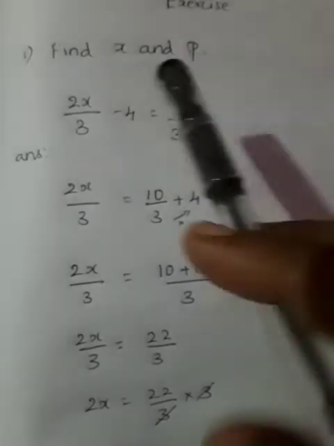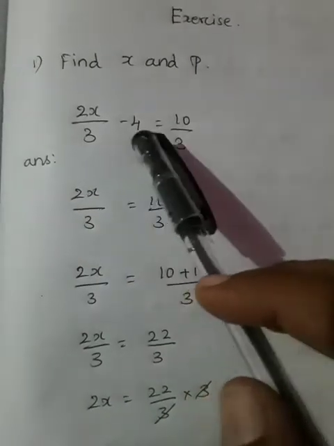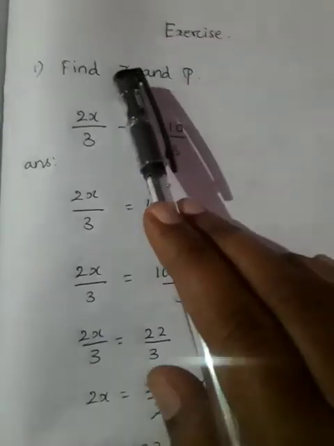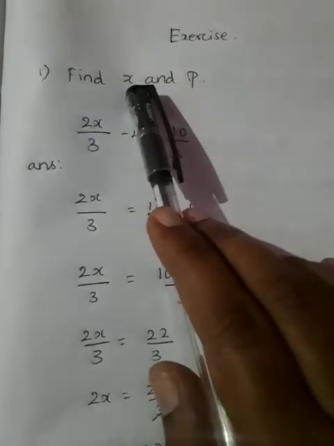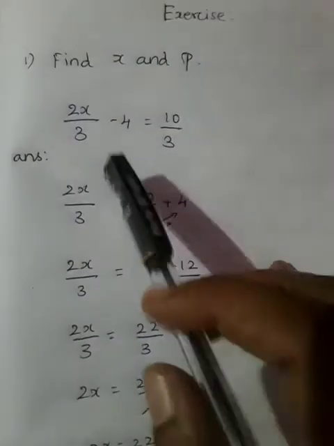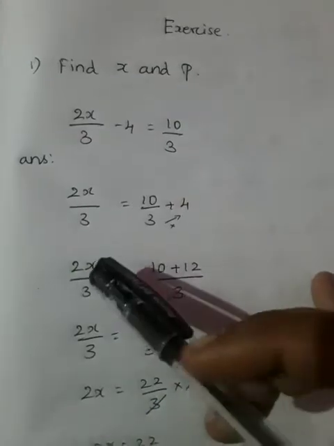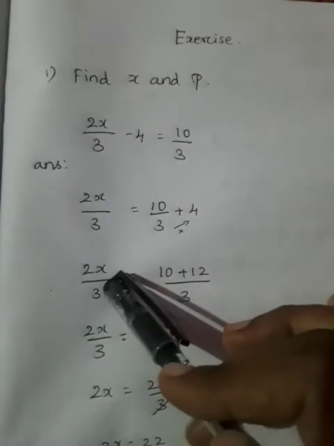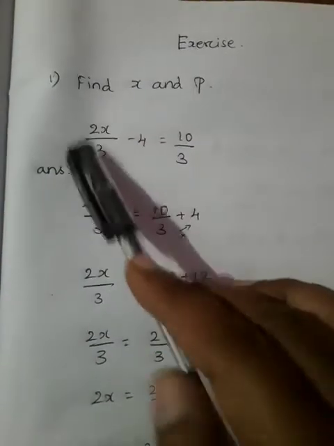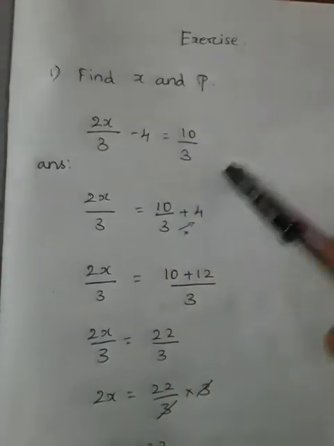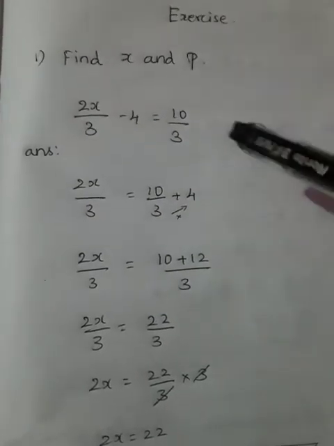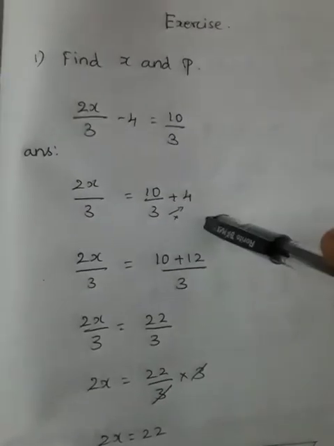Very simple. Okay, so the first question is 2x by 3 minus 4 is equal to 10 divided by 3. What do we want to find out? We need to find out x and p. Here there is no p, so we can find out x. I need x alone, so you keep the x term alone on this side, then the remaining terms you transport to the opposite side. The x term is the first term, so the second term I have to transport to the opposite side. So minus 4, if you are transporting, will change to plus 4. This is the first step.